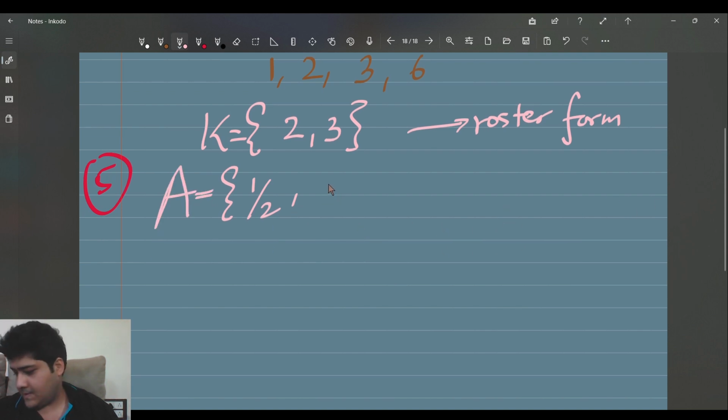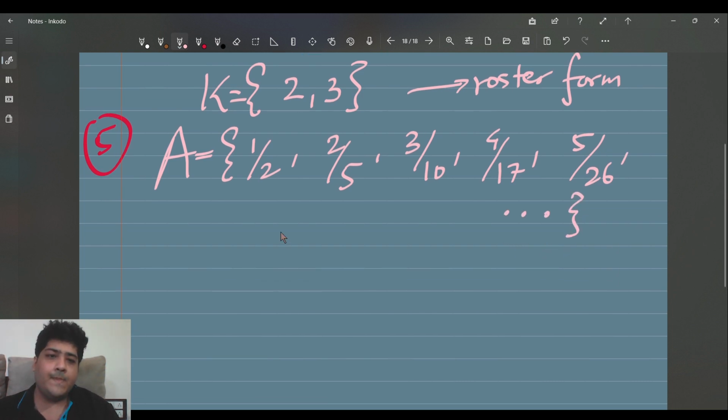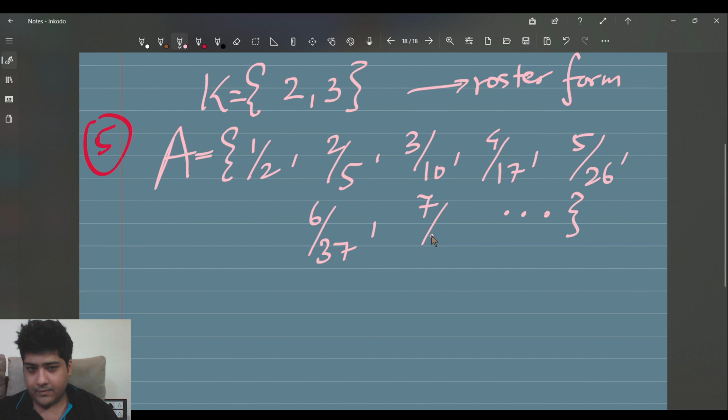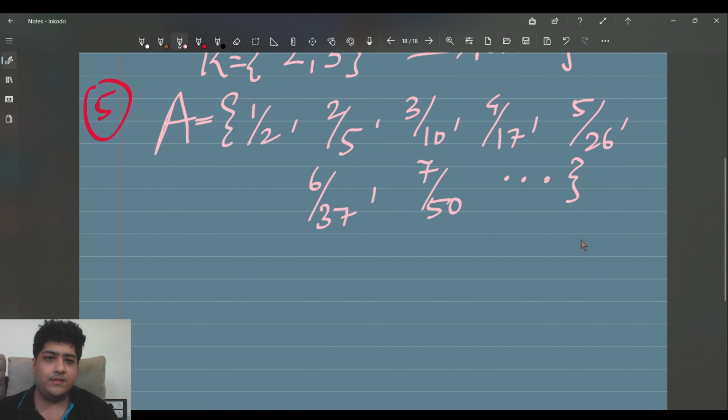So 1 by 2, 2 by 5, 3 by 10, 4 by 17. These problems are taken from your syllabus books, so you'll look at these in your class maybe. So this is my given set. Maybe I'll write 2 more. 6 by 37 and 7 by 50. So these do look random for now, but we'll have to spot some pattern and we'll have to describe each and every element in the set in some manner.